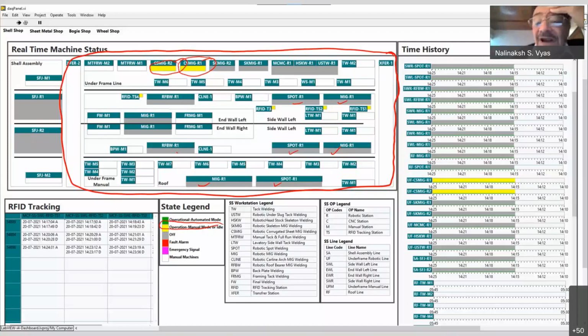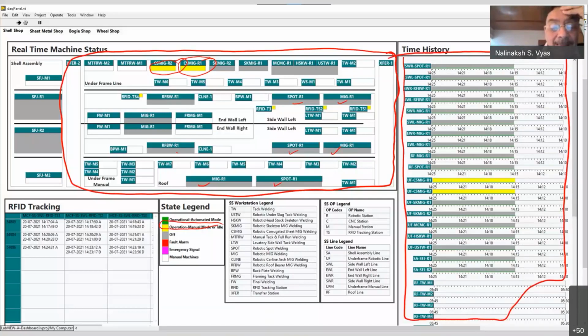So this provides the real-time status. This panel on the right-hand side, this panel can be designed, redesigned, but this is the panel at the moment. For every machine, it will show the time history of how long it has been working. Say from 1410 to 1425 is the snapshot for.